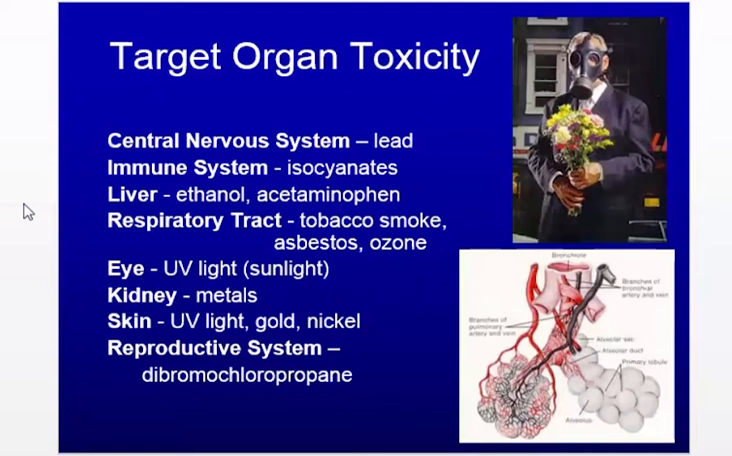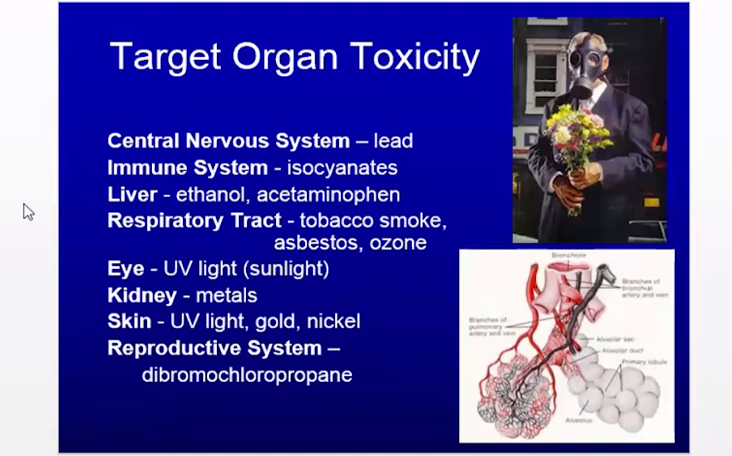These toxins can really damage organs. Some of the organs that are involved, like I mentioned earlier, include the central nervous system. Lead can damage the central nervous system to an extent where it can reduce cognitive function in children, meaning the learning abilities can be compromised because of the damage to the central nervous system. Other chemicals can affect the immune system. The isocyanates do that. Others can damage the liver.